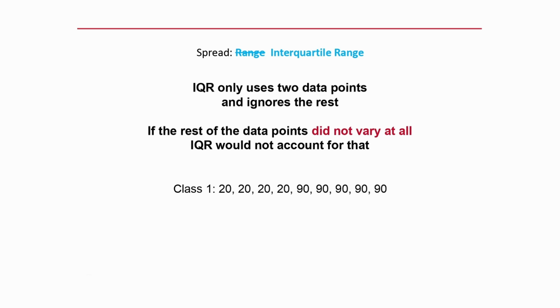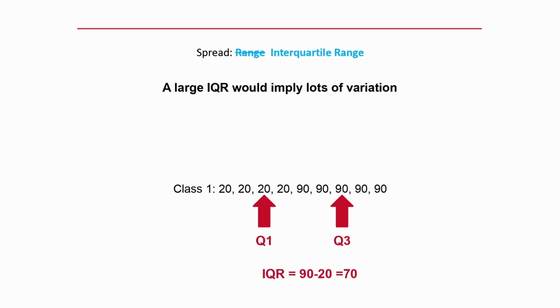Take this data set for example, some exam scores from this class. So you've got the first 4 scores, which are 20, the next 4 which are 90, and nothing. If you found the IQR, you'd find that Q3 is 90 and Q1 is 20, these particular scores, and the IQR would be 70. That is, the spread of these exam scores seems to be 70.